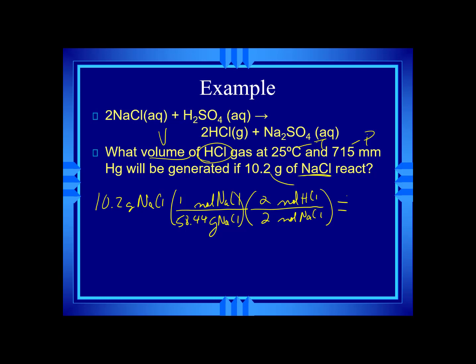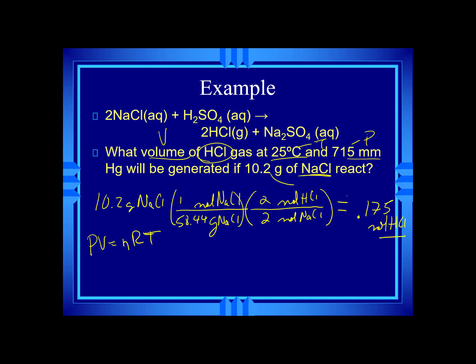So 10.2 divided by 58.44 is 0.175 moles of HCl. So now I've got moles, temperature, and pressure. So PV equals nRT.